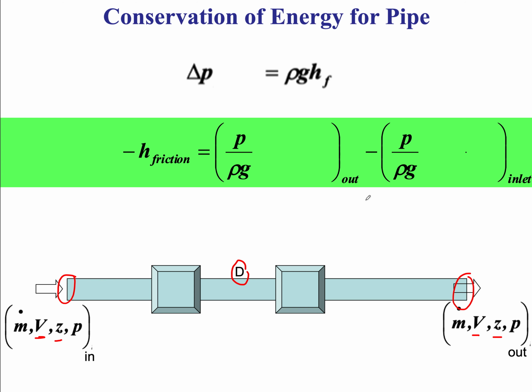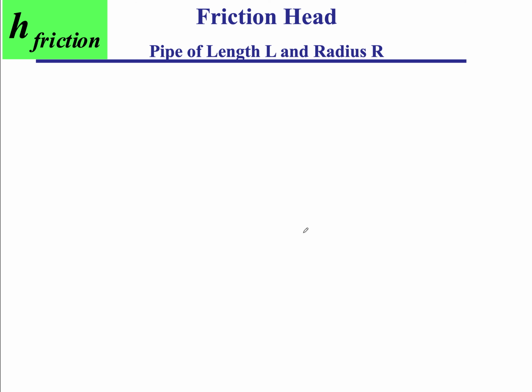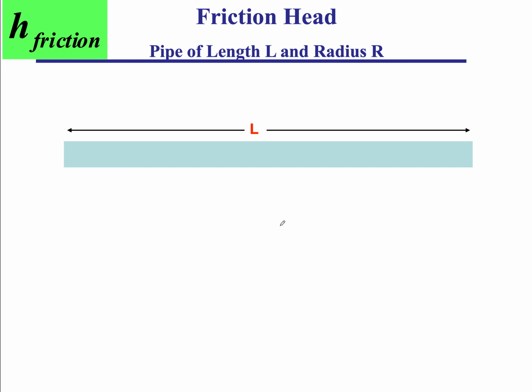So now we have come up with an equation. The delta P is rho G times HF, the friction head loss. And so we'll call this the delta P friction, the friction pressure loss through a pipe system. So now let's look at that same pipe of length L and diameter D. And we've already seen from the first law of thermodynamics that the delta P is rho G HF, because only friction is what's eating out our energy.